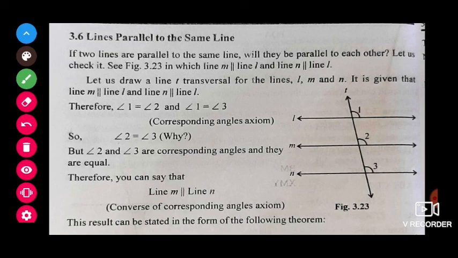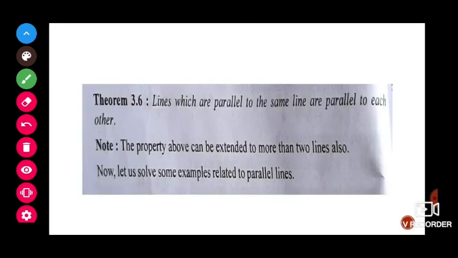So what can we conclude? We can conclude from the two that angle 2 is equal to angle 3. So we can say that even M and N are also parallel to each other, because the corresponding angles are equal, no?